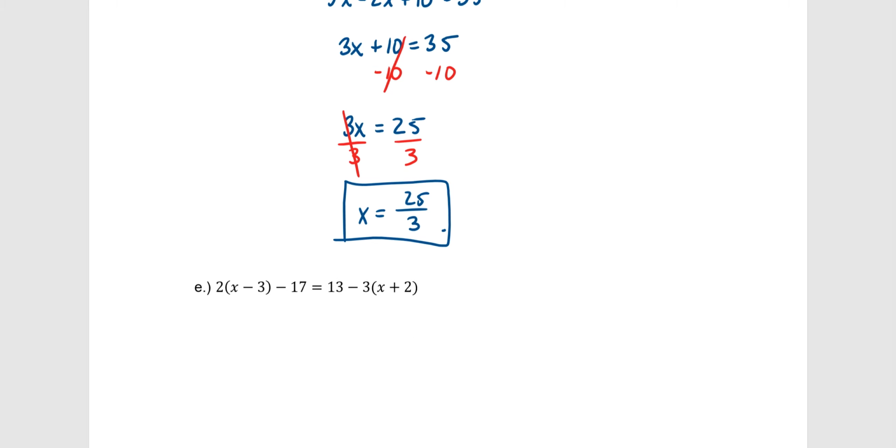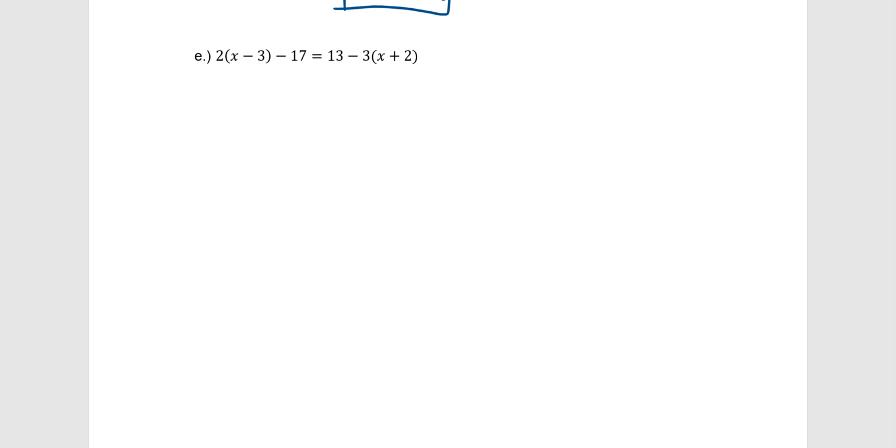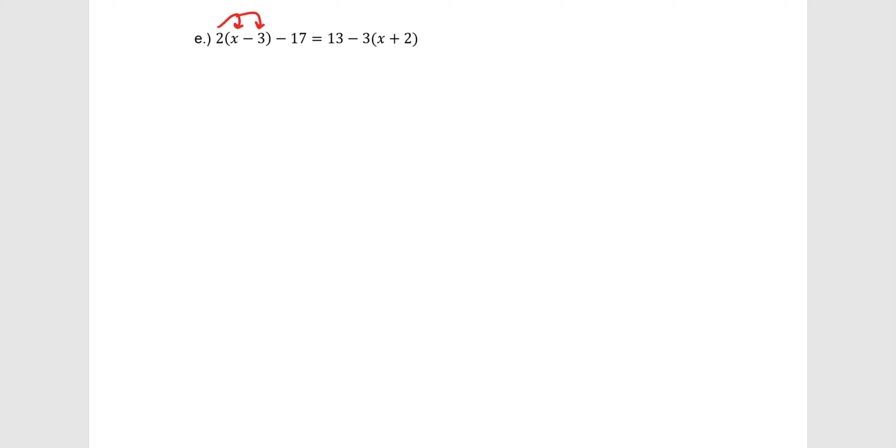Okay, so a little messy, but that's okay. For the next one, we have 2 times x minus 3, minus 17, equals 13 minus 3 times x plus 2. So we have to distribute the 2 on the left. We have to simplify both sides of the equation separately here. So distributing the 2, we get 2x minus 6 minus 17. And on the right, we have to distribute this negative 3. So we're going to get 13 minus 3x minus 6.